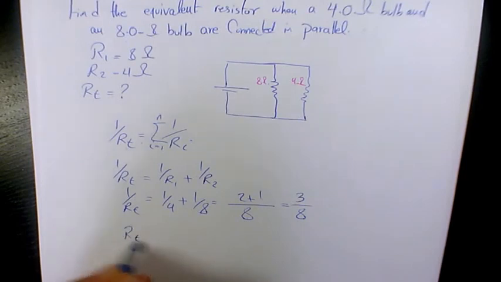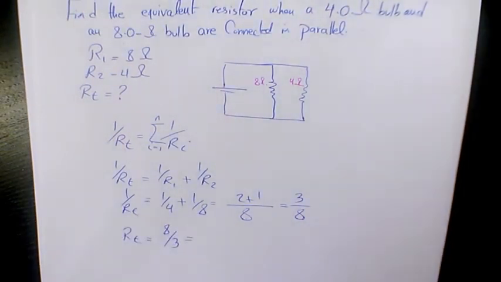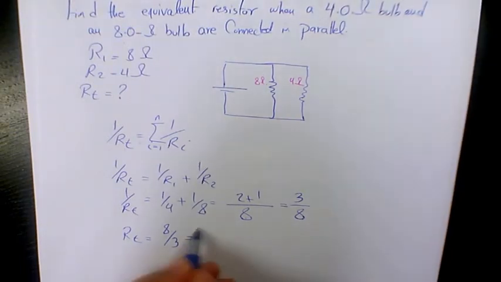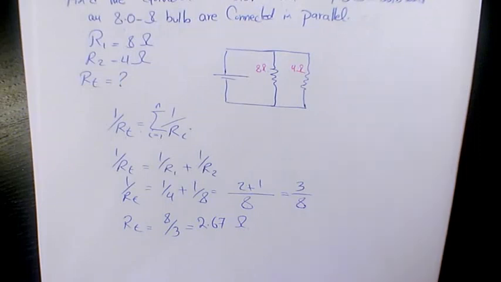So RT, we need to flip this side to 8 divided by 3, which will be 2.67 ohm. That's going to be the equivalent resistor.